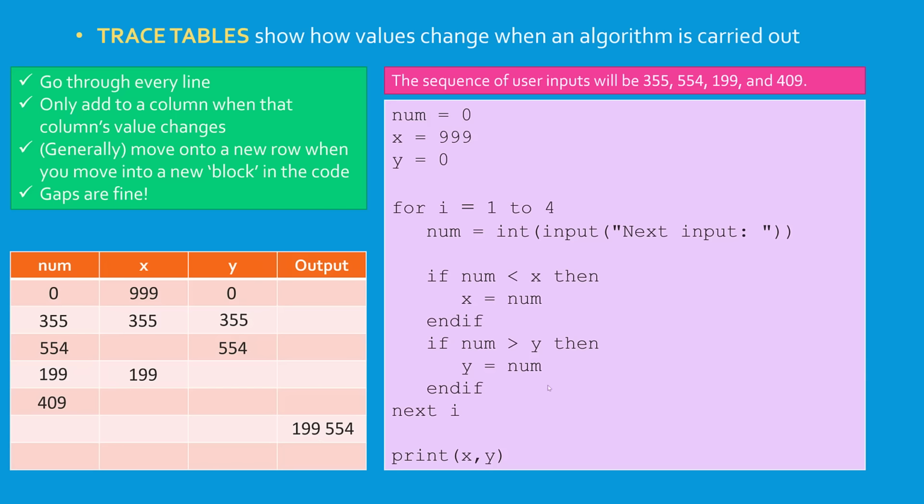This program would find the biggest and the smallest item in the user's input. So a common follow-up to a trace table is, what is this algorithm doing? And also often there'll be a logic error somewhere, and the trace table might help you spot that logic error because you might be able to see a value change when it shouldn't change.